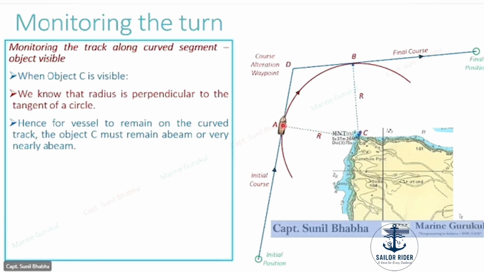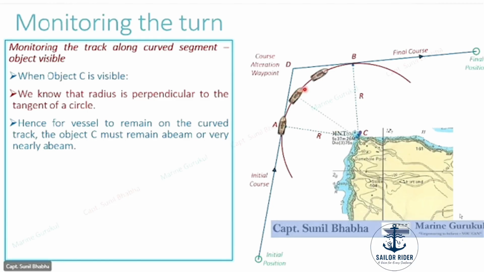Now as the ship progresses along the curved path, let us assume that the vessel comes at this particular location. The fore and aft line represents again the tangent to the turning circle, and if you draw the bearing of the lighthouse, it represents the radius of the turning circle. So again it should be at right angles. That means the lighthouse should be abeam.